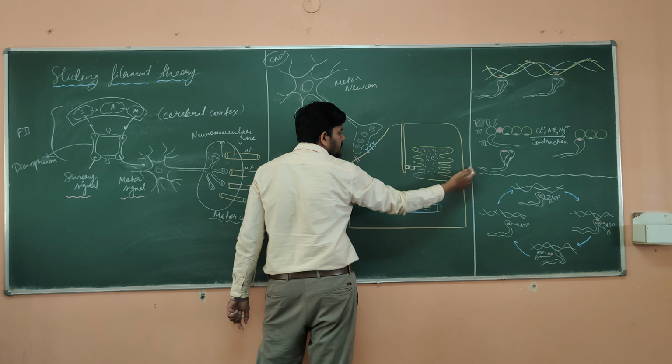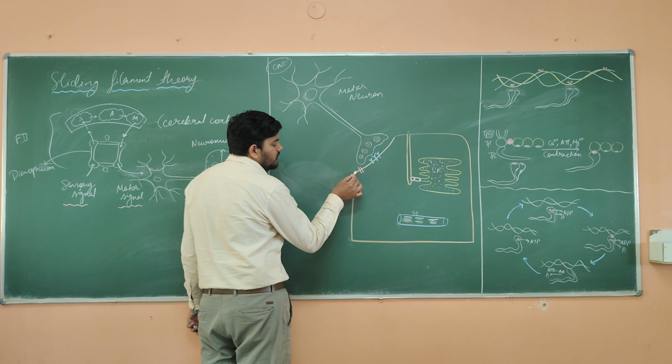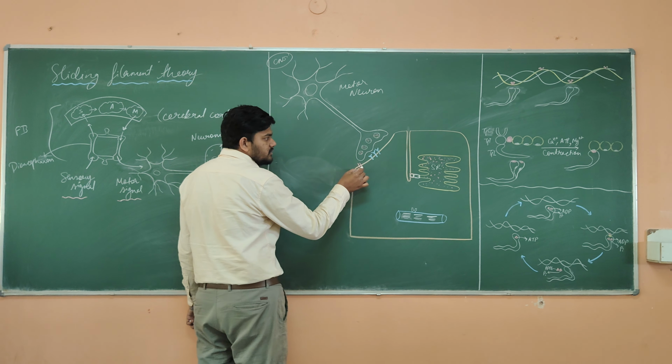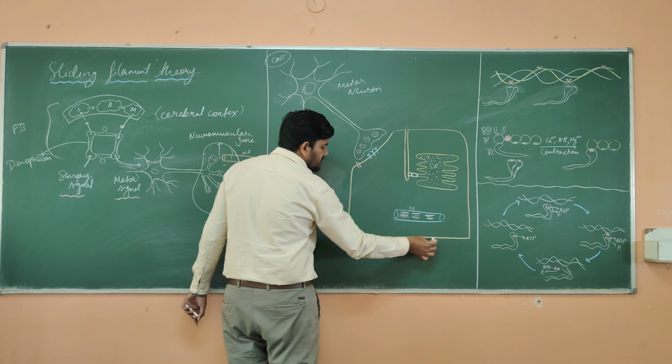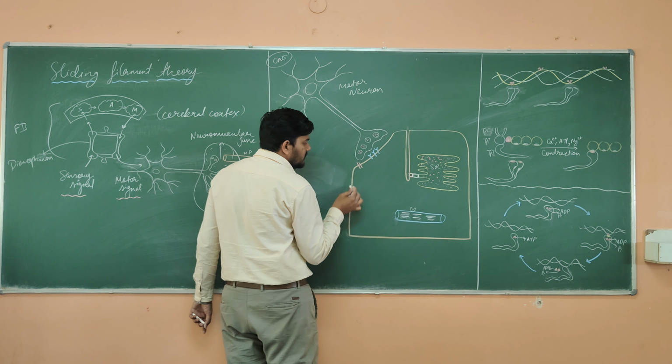Here we have the synaptic vesicle, which is filled with neurotransmitter. This neurotransmitter is acetylcholine. The blue thing is the receptor of acetylcholine, which is also an ion channel. The plasma membrane of the muscle fiber is known as the sarcolemma.